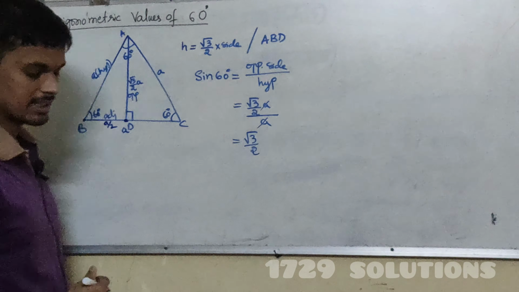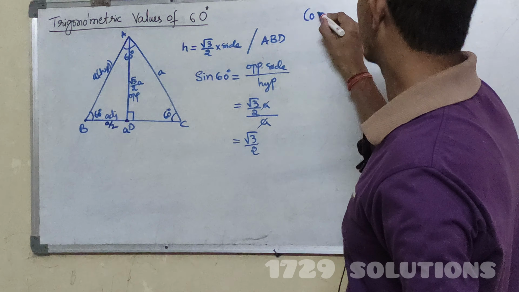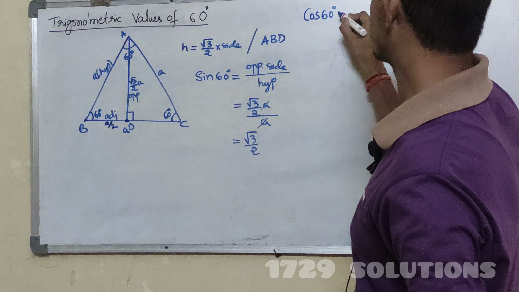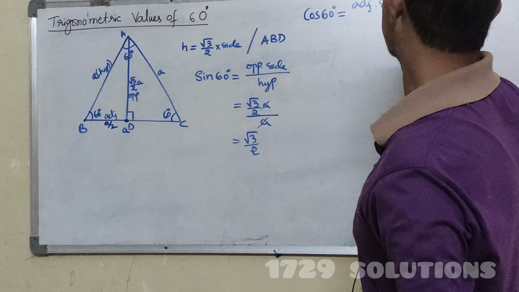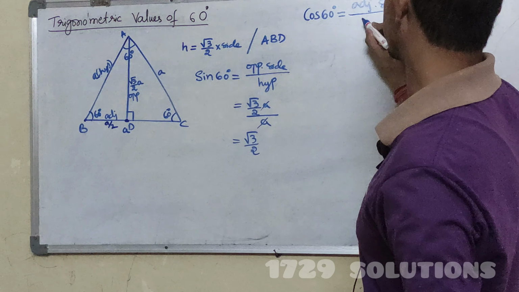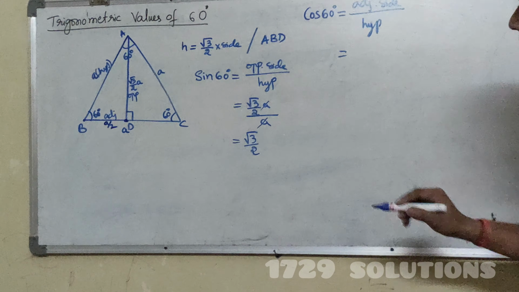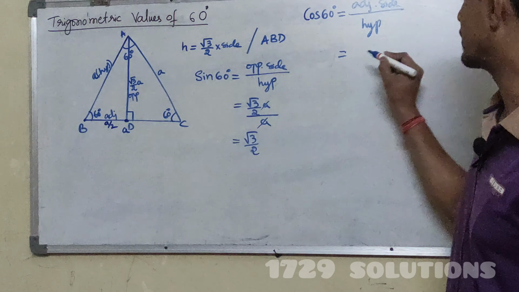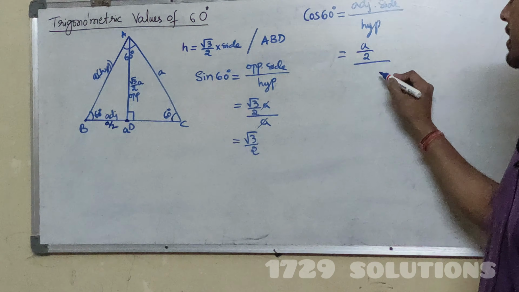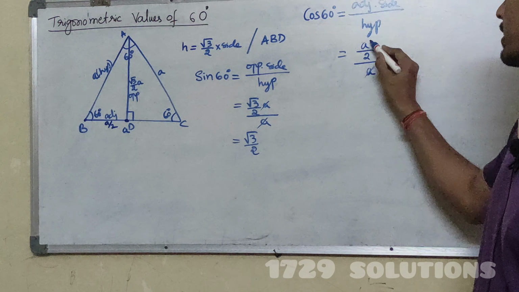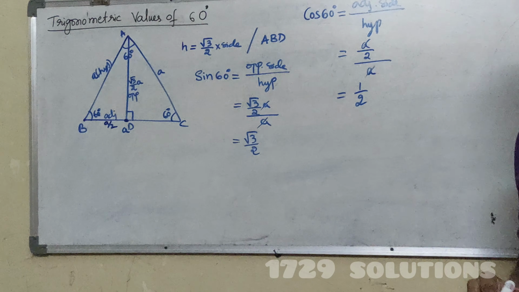Easy? Now like that, cos 60 value. What is the formula of cos 60? Adjacent side by hypotenuse. So what is the adjacent side? Adjacent side of the triangle is A by 2. So A by 2 by, what is the hypotenuse? Also A. So both are cancelled. Your answer is 1 by 2. Cos 60 answer is 1 by 2.